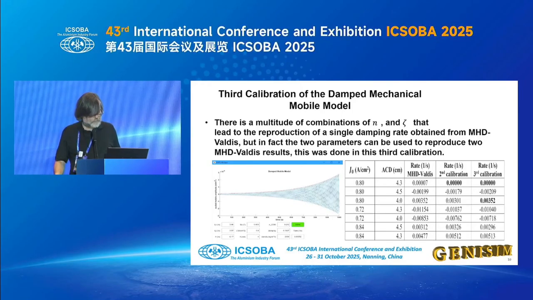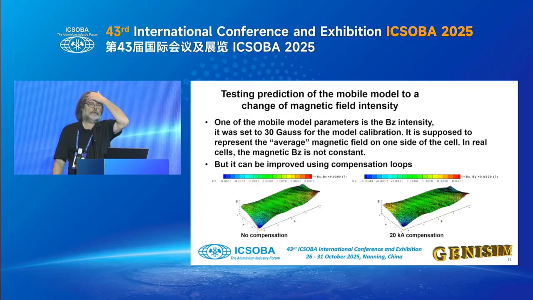Okay, so this is a new test for the mechanical model, the mobile model: you improve the magnetic field, and you want to see if the model predicts an improvement of stability. So here I'm improving the magnetic field by having a compensation loop in this cell, the 3-meter cell in Hamburg. I'm improving it by passing 20 kiloamps in the two compensation bus bars at both ends of the cell. That improves the magnetic field a lot.